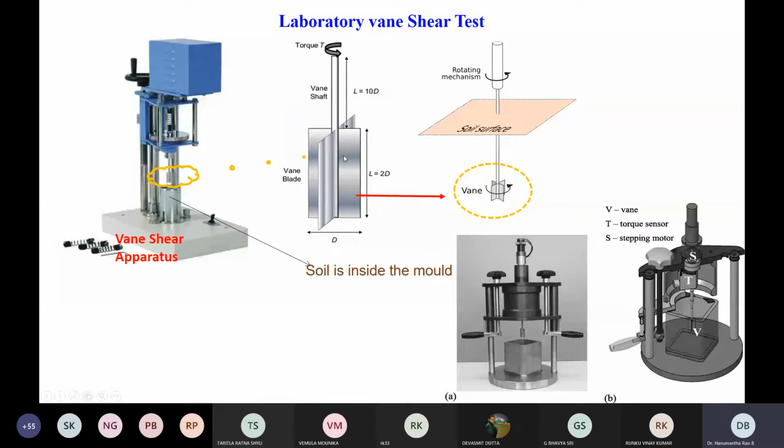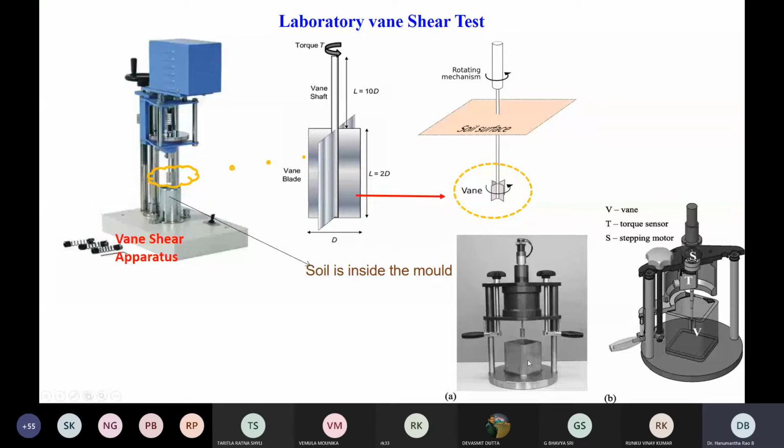There is a provision for applying the torque. As you can see, there is a rotating arm with which the torque is applied onto the blades. These are the blades. Blades are made for a particular geometry. The geometry is usually an aspect ratio where, if the diameter is d, the length is supposed to be fixed accordingly. You can also understand this when you draw the free body diagram, how the torque is converted into the equivalent shear strength of the soil.